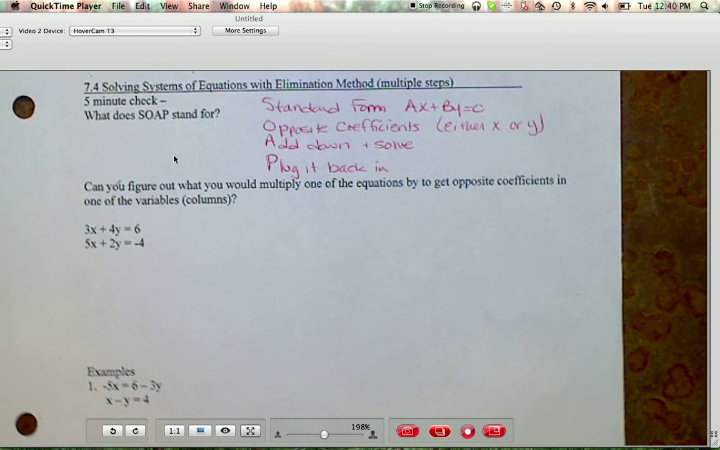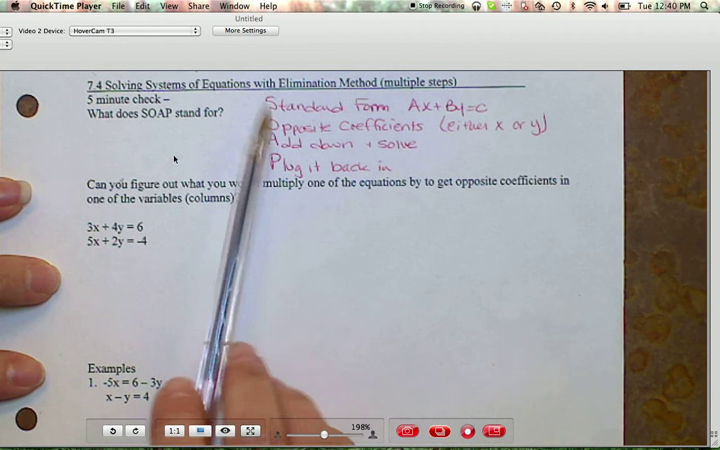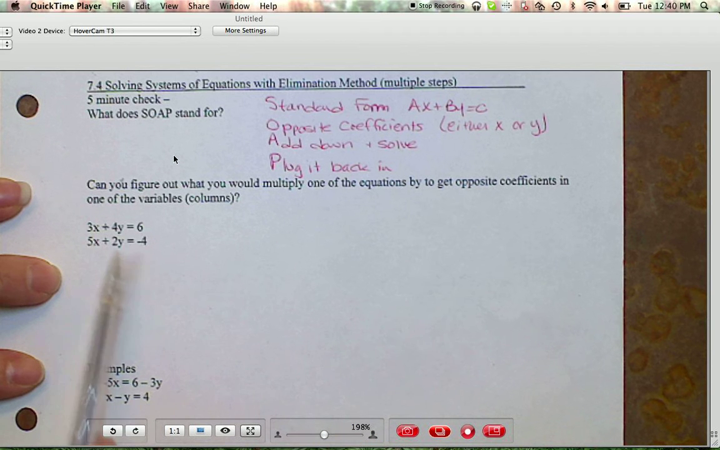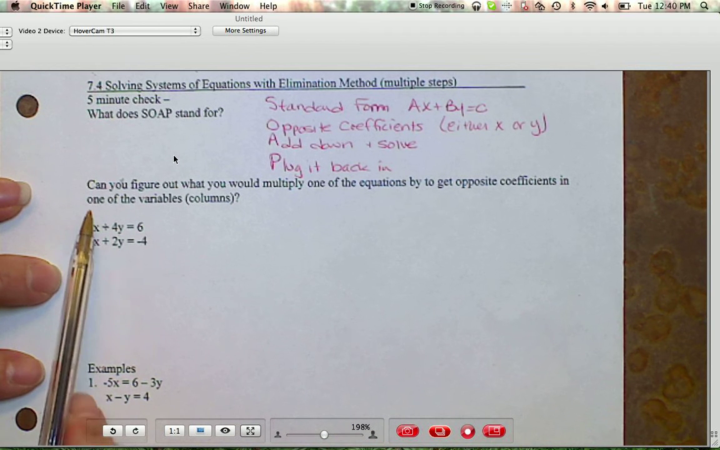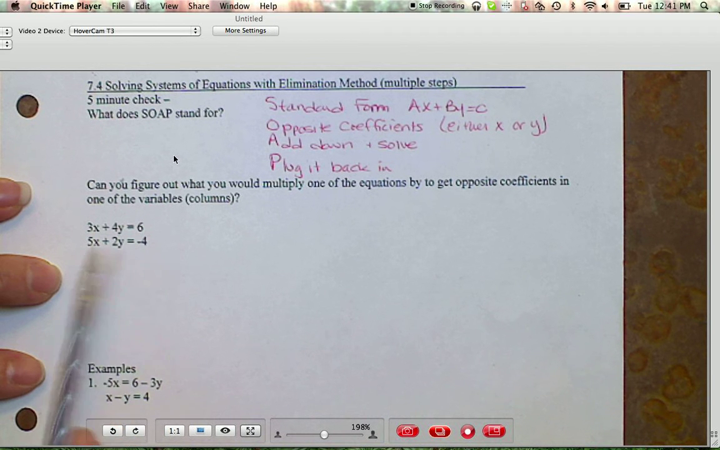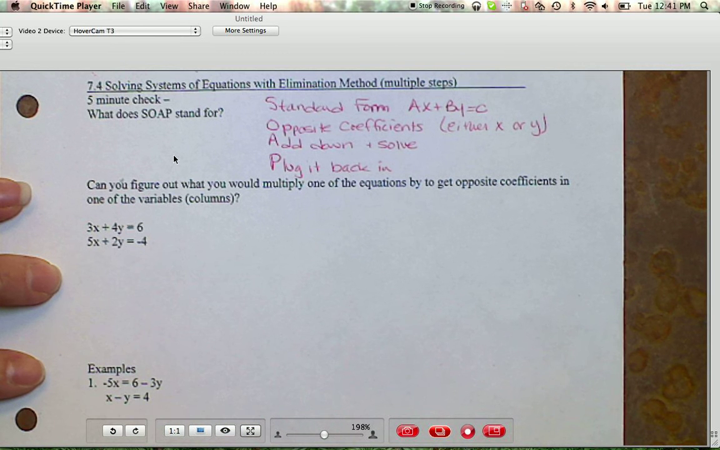So yesterday we only had to multiply one equation by something. Today we'll have to multiply both equations by something. So you want to double check that they're always in standard form. Many times they're already in standard form for you. Like this one is already in standard form. You see the column of x's, the column of y's, and then you've got a column of whole numbers on the right side of the equal sign. So that part's done.